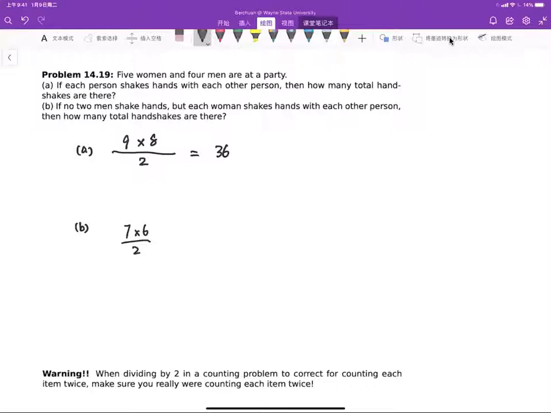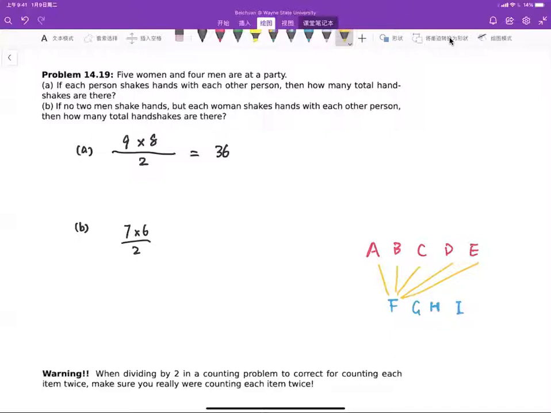Let me see. If no two men shake hands, let me explain the problem first. For example, there are 5 women, let me call them A, B, C, D, E, and the 4 men, F, G, H, I. So 5 women and 4 men. What does that mean? This time it says no two men shake hands. So F will not shake hands with G, F will not shake hands with H, F will not shake hands with I, but F will shake hands with A, B, C, D, E. So F will still shake hands with the women.